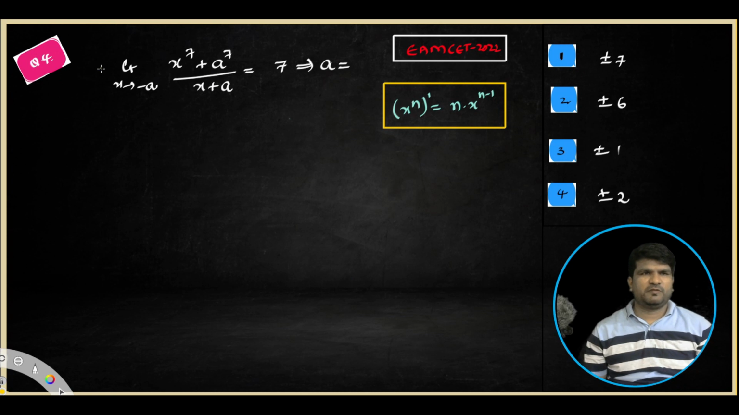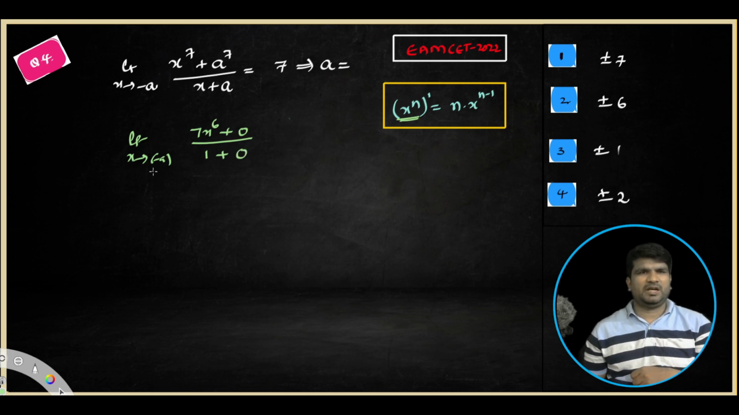Next question number 4, Eamcet 2022, very beautiful question. So we will get the answer within seconds. So limit x tends to minus a of x power 7 plus a power 7 by x plus a equals to 7 is given, then find the value of a. So using L'Hospital rule, if you apply the L'Hospital rule here, so limit x tends to minus a, differentiation of x power 7 is 7x power 6. We have differentiation of x power n is n into x power n minus 1. So differentiation of x power 7 is 7 into x power 6, and differentiation of constant is 0, differentiation of x is 1, differentiation of a is 0.